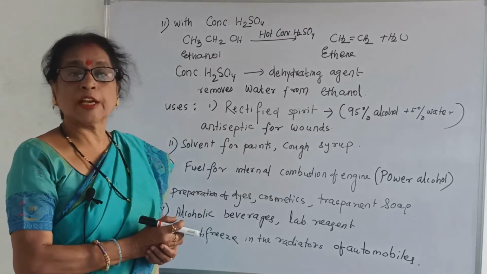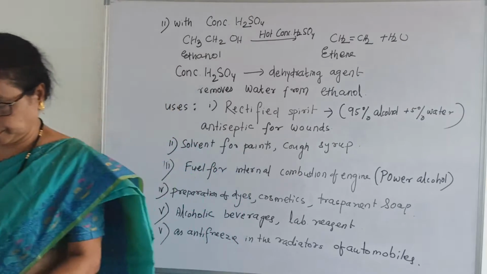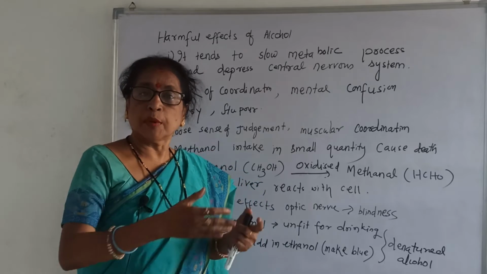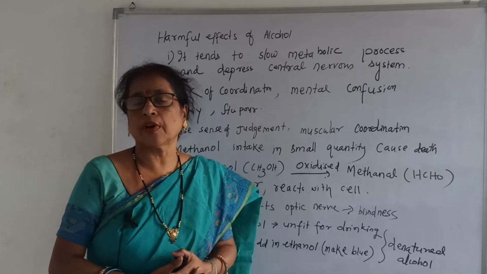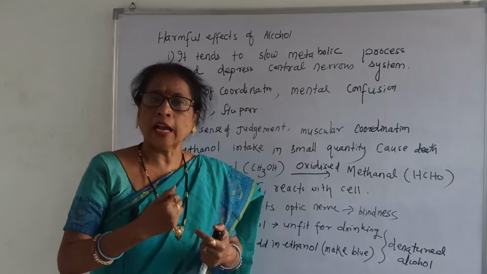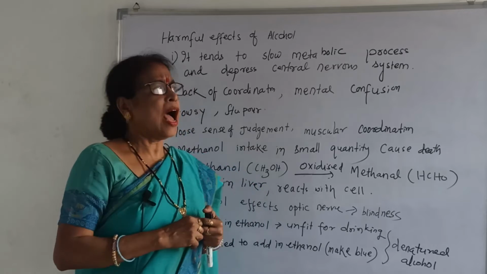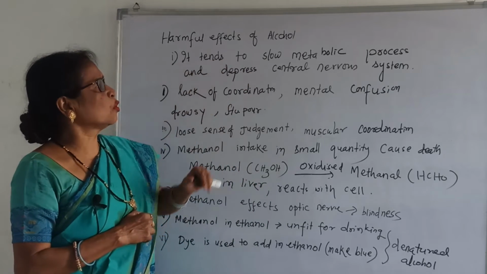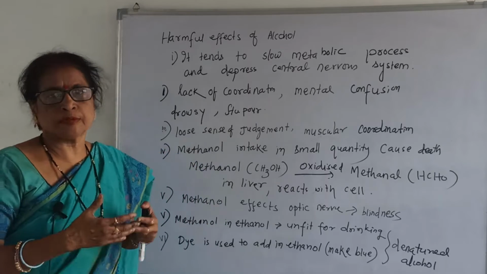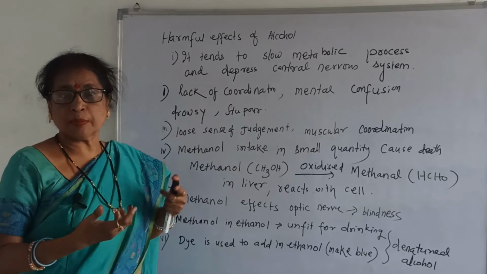Next we will see the harmful effects of alcohol. Before that, you know the uses of alcohol, and now we will see the harmful effects. Actually, alcohol is very harmful to the human body. It tends to slow the metabolic process. In the body, our metabolic process is very important for digestion and growth. But if it is slow, then what happens to the body?